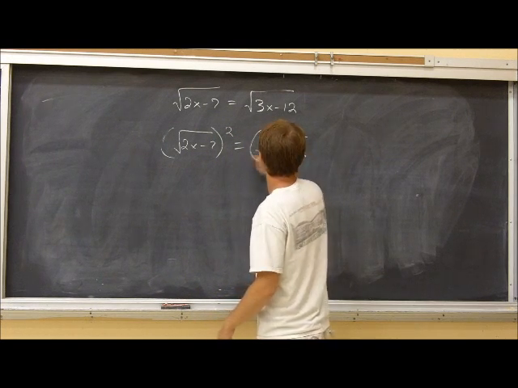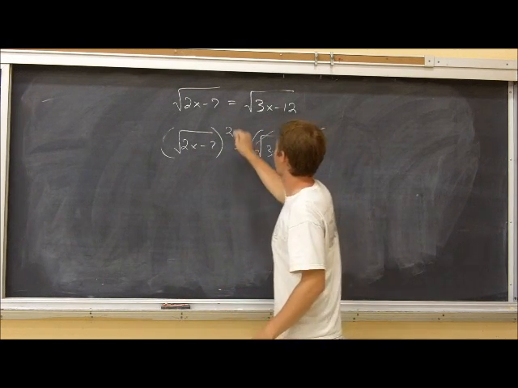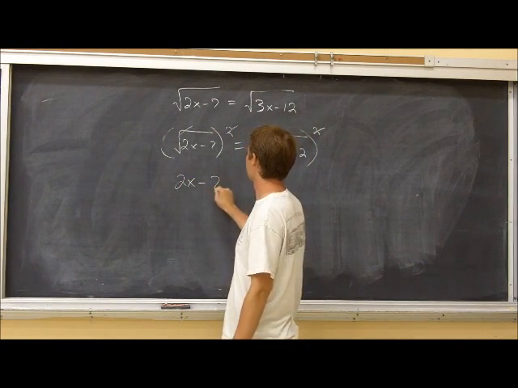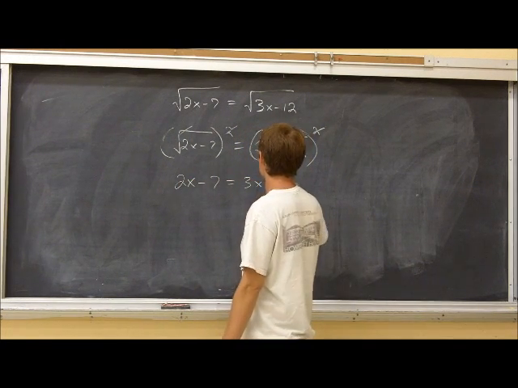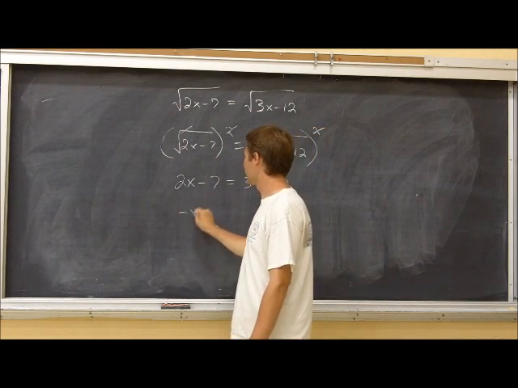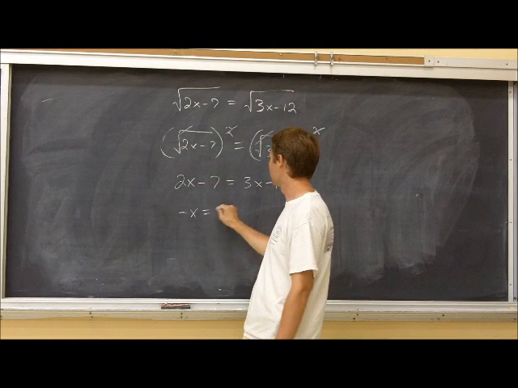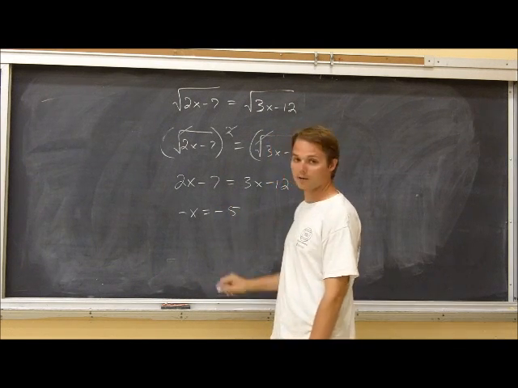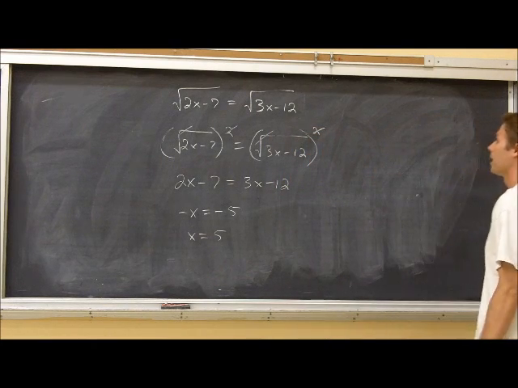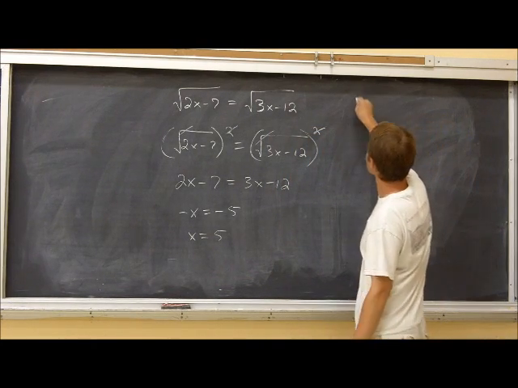like so, they should automatically cancel out with each other, and then I end up with this expression, 2x minus 7 is equal to 3x minus 12. Subtract over the 3x, and I'll get negative x here, add a 7, and I'll end up getting negative x is equal to negative 5, which means that positive x is equal to positive 5. We'll check this real quick.